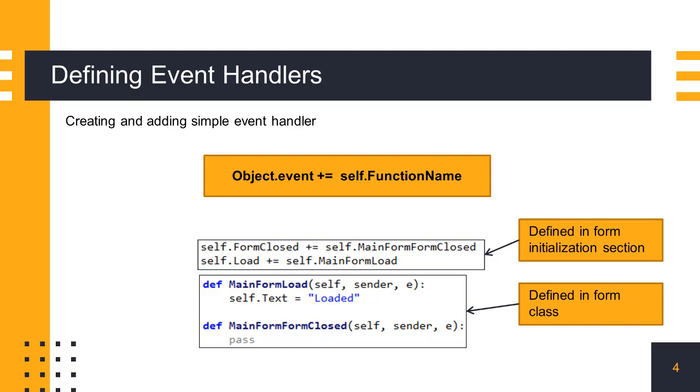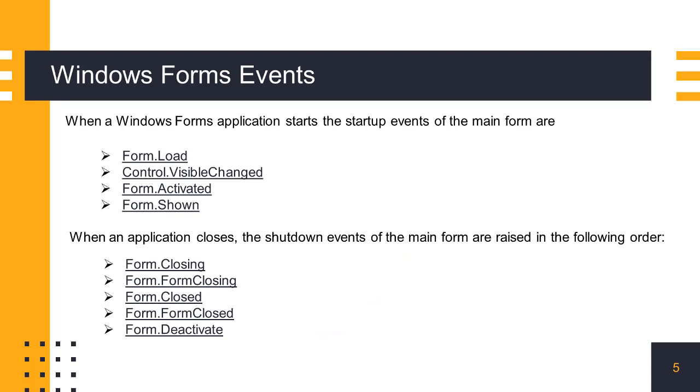Now after defining the function, we need to pass the reference of this function to the object's event method. So when the object raises the event, then this event handler function is called with appropriate arguments. To understand this process, here in the code example we can see that there are two event handling functions defined in the form class. The form's load and closed events have been passed with the reference of their event handling function. These events are fired when the form loads and closes, and in response to these events, the two event handling functions are executed.